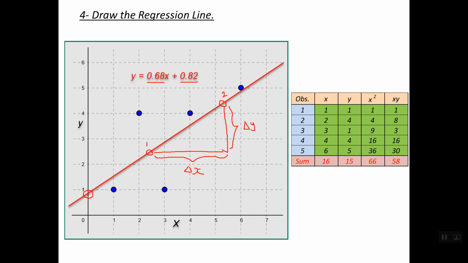As I have said, if you try to compute the squares of the errors for the 5 observations, you will find the least value.